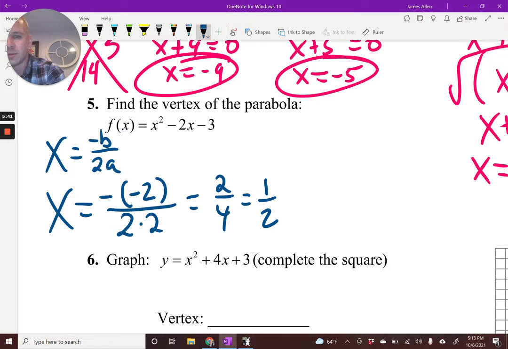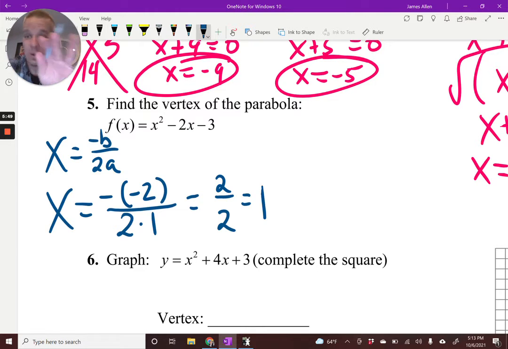Wait, hold on. Almost made a dumb mistake. That's a 1. That's a 2. That's a 1. That was close. Okay. So my x value is 1.